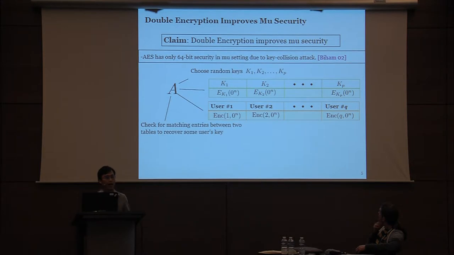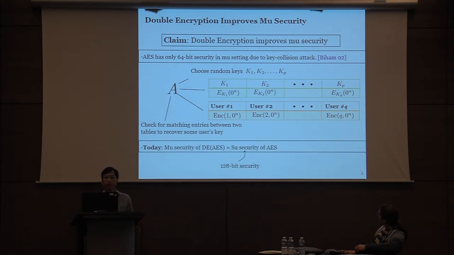In particular, AES has only 64-bit security in a mu setting due to a key collision attack. Under this attack, the adversary first chooses random keys K1, K2, and so on, and then encrypts some designated message under those keys. It then uses the encryption oracle to encrypt the message under many users' keys. If some of the adversary's chosen keys is also some user's key, then the adversary can realize that by checking for matching entries between the two tables, and then recovers that user's key.